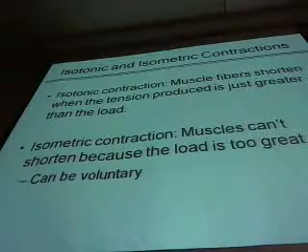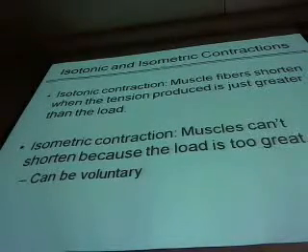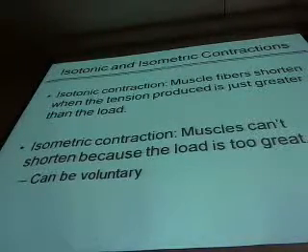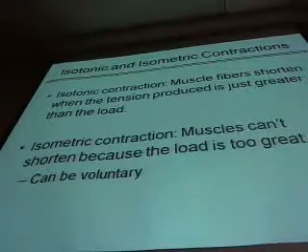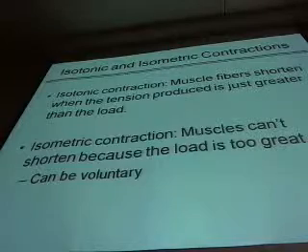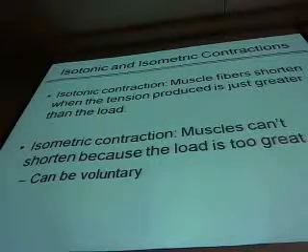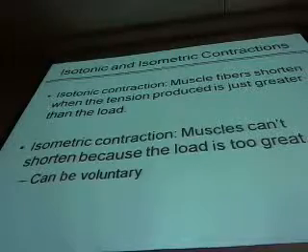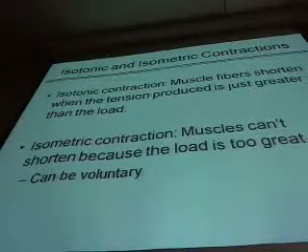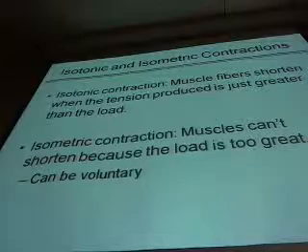If I have an isometric contraction, let's say this is a bag of cement. I try to lift it, my muscles are trying to contract, they can't because the weight of that bag of cement is more than my muscles can move. You get an isometric contraction. They're trying to contract, but they're not shortening.